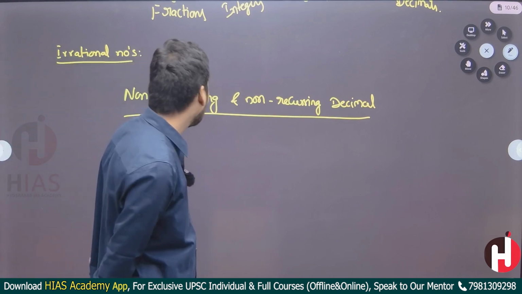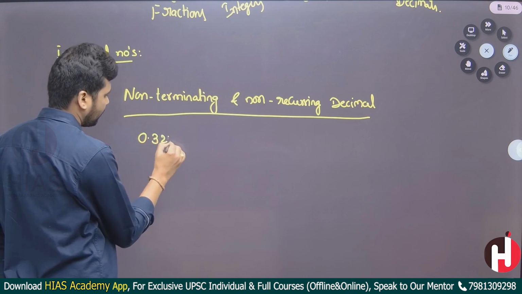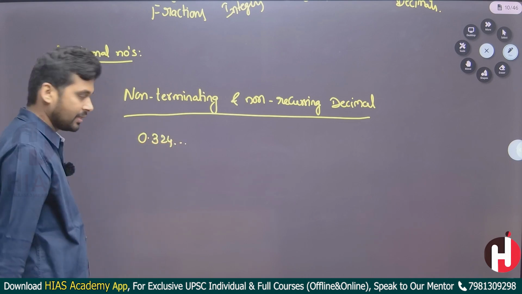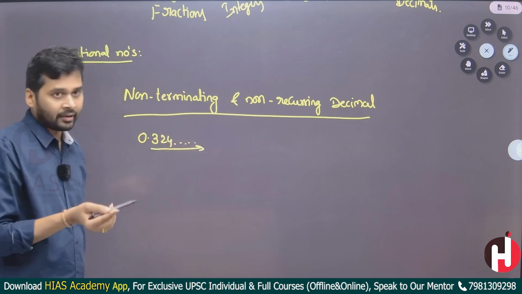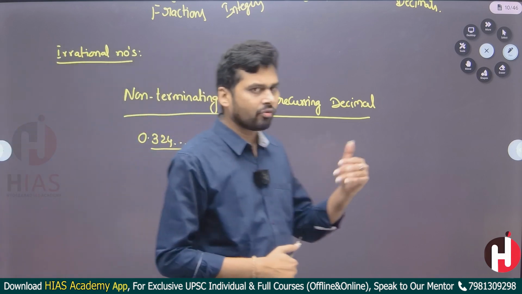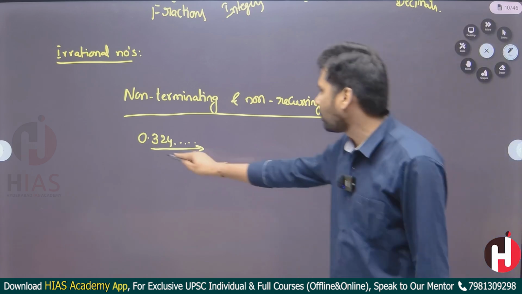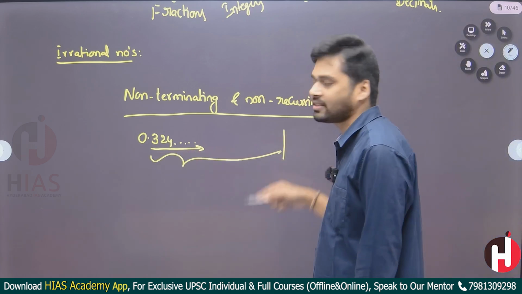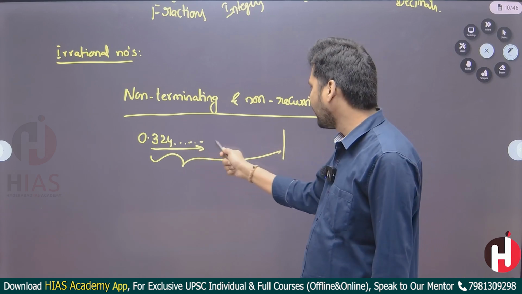So what is that? Non-terminating. Suppose you take 0.324. Terminate means end, so non-terminating means no end. The number would be 0.324661 and so on. Different digits will come after the decimal point and it is endless. It is non-terminating.